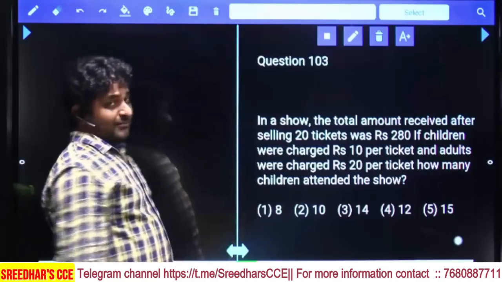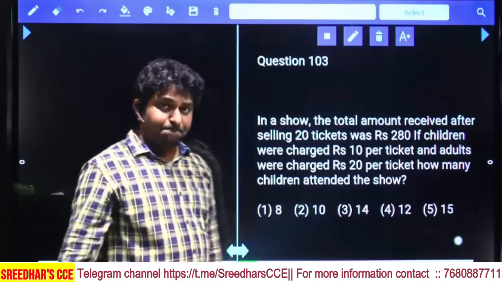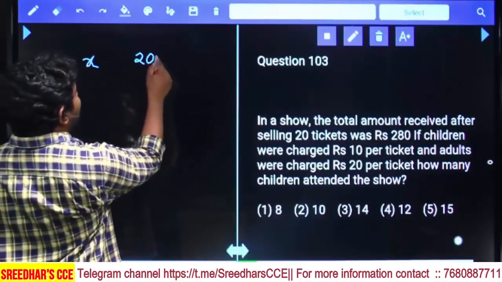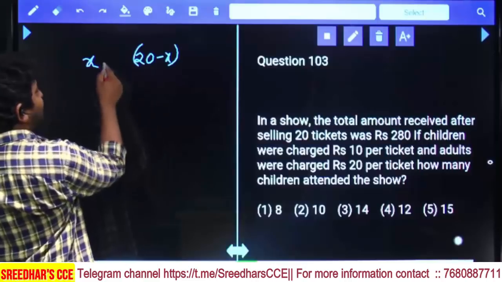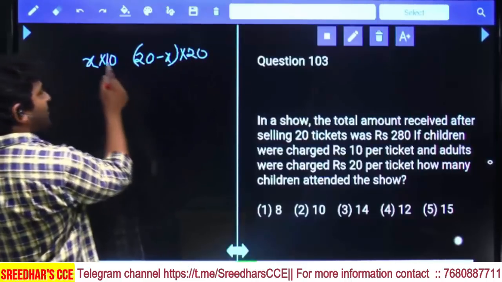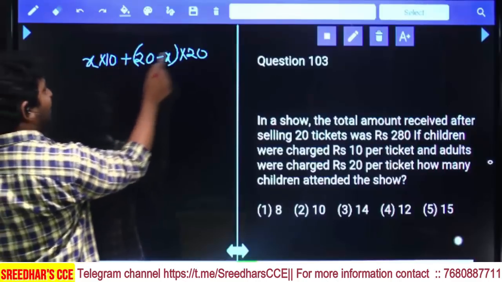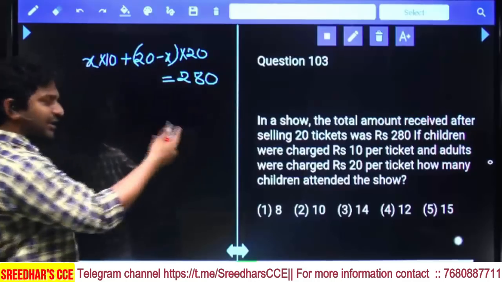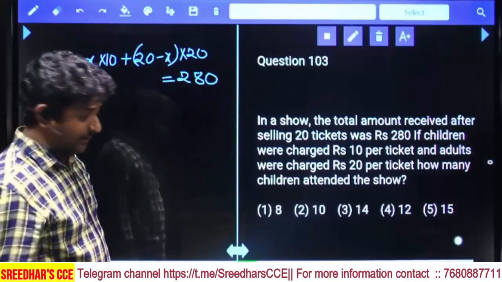And this is one way. The other way is the equation method. If children are X, adults are 20 minus X. From each child we are charging 10 rupees and from each adult we are charging 20 rupees. Amount collected from children, amount collected from adults, total together is equal to 280. Solve the equation, you'll get the X value, but I don't like this method.